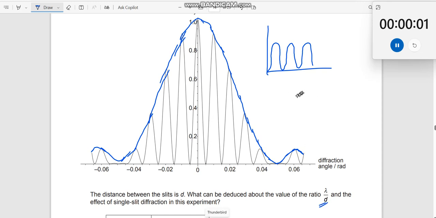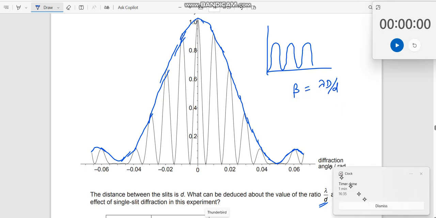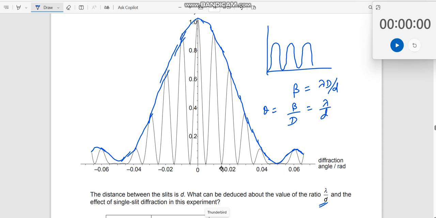How do I get it? First, we'll write beta is equal to lambda into capital D by small d, and we know the angle of diffraction theta is equal to capital D divided by d. So this should now be equal to lambda by d, right? So if this is 0.02, then this value would be 0.01. See, because you know 0.02 is this peak, this is 0.04, this peak. This peak should be 0.03, right? 0.01, and this part would be 0.01 divided by 2, which is 0.005.